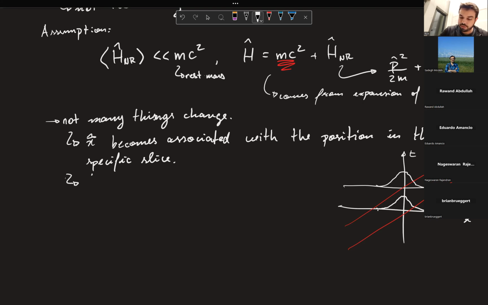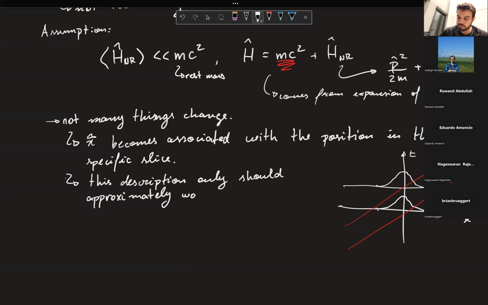So you're fixing that in this non-relativistic description, okay? And very important, this description only should work, or approximately work, in this specific foliation.